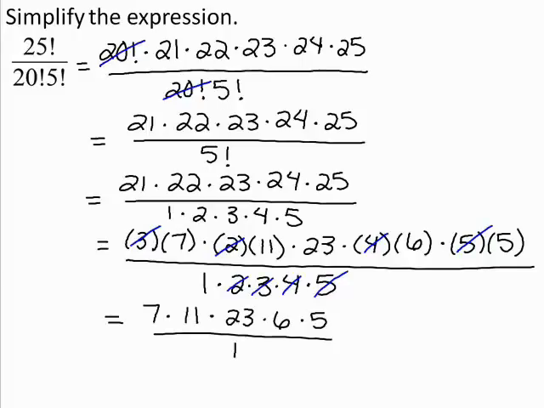7 times 11 times 23 times 6 times 5, all divided by 1. When you simplify, 7 times 11 times 23 times 6 times 5, all divided by 1, gives you 53,130. Therefore, the expression 25 factorial divided by 20 factorial times 5 factorial simplifies to 53,130.